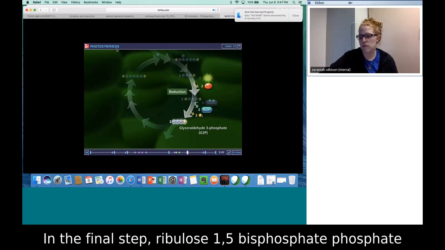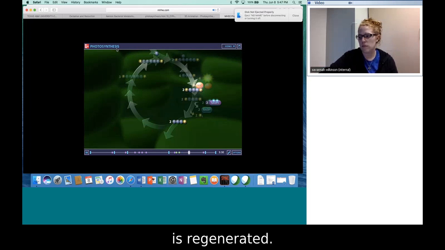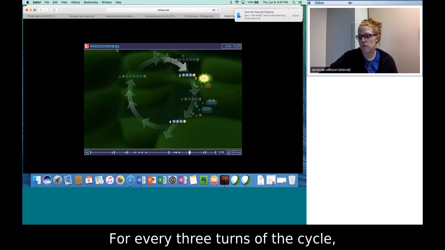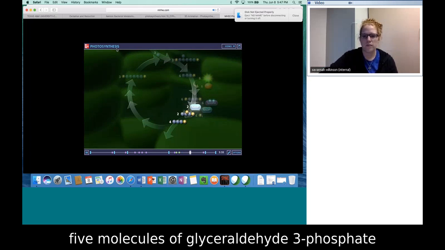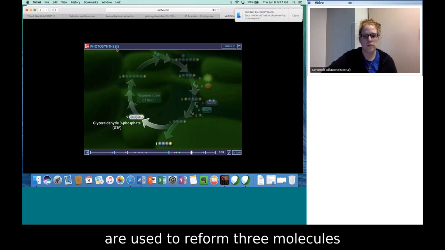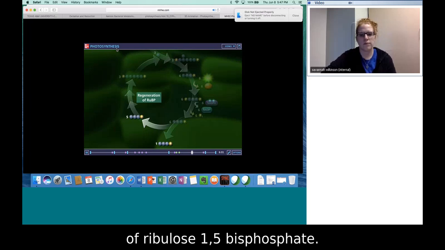In the final step, ribulose 1,5-bisphosphate is regenerated. For every 3 turns of the cycle, 5 molecules of glyceraldehyde 3-phosphate are used to reform 3 molecules of ribulose 1,5-bisphosphate.